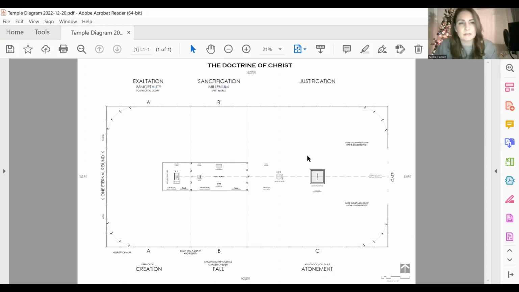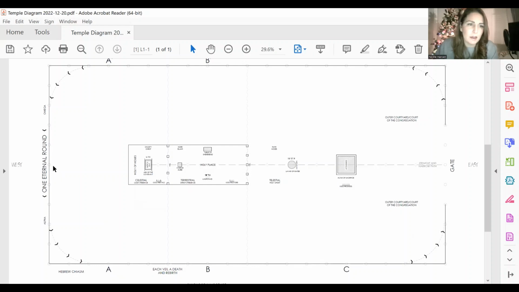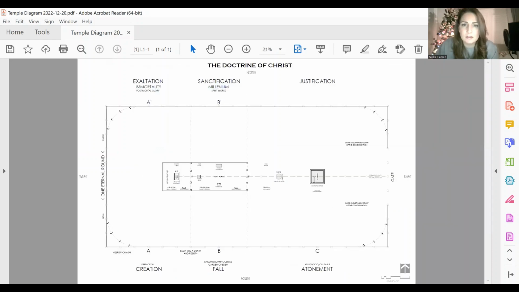Here are some thematic points, so let's just walk through this real quick. First off, we're going to show there's a Hebrew chiasm here. One eternal round. So you go out of God's presence and you come back into God's presence, at this time a new creature. And we have a Hebrew chiasm here. And so it goes A, B, C, B, A.